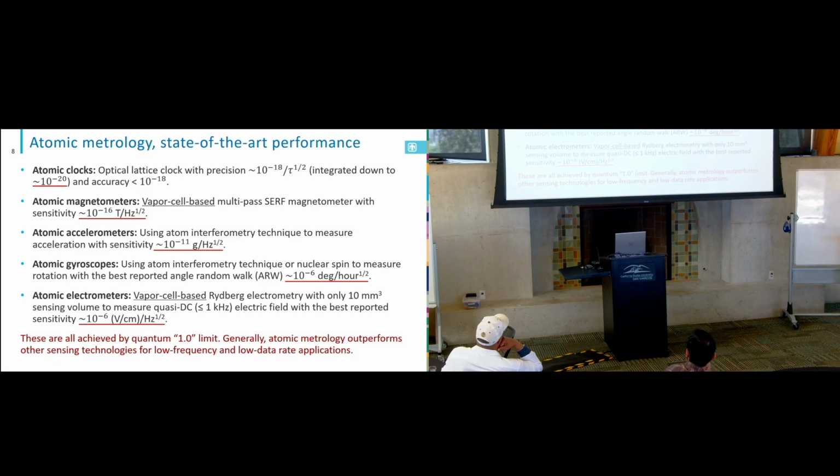Okay, so all this is basically achieved by what I call the quantum 1.0. Like Chad talked about the definition of quantum 1.0 and quantum 2.0, I have a really different definition, but I'll explain what my definition is. Anyway, this is what I call the quantum 1.0. In general, atomic metrology gives you better performance for low frequency detection and low data rate. That's the thing. I'll explain later.